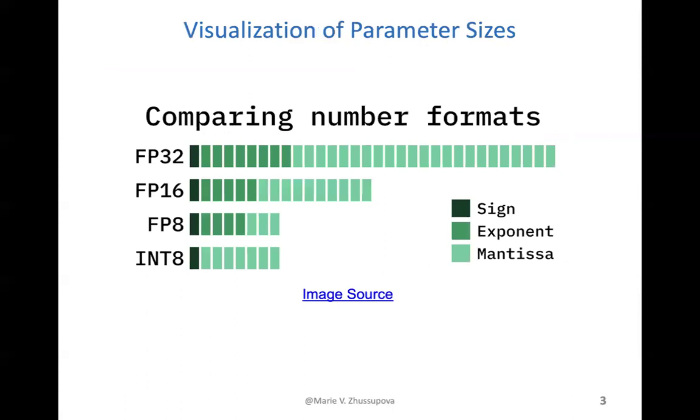Here is a brief visualization of the parameter sizes. Most models use FP32 or FP16, but clearly we see that int8 is much smaller than that, helping to reduce the model size by a factor of almost 4 from FP32.